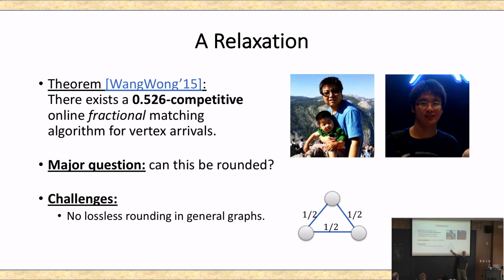So for example, if you look at this triangle here, if you assign values of 1/2 to all its edges, this is a feasible fractional matching, right? Every node has the sum of values assigned to its edges at most 1. But the max matching on a triangle is at most 1. You cannot take 2 edges on a triangle.